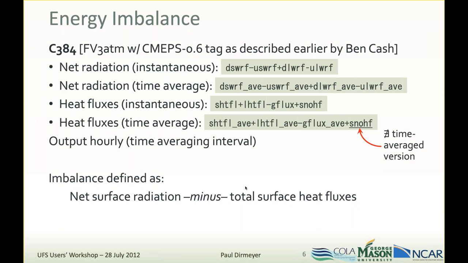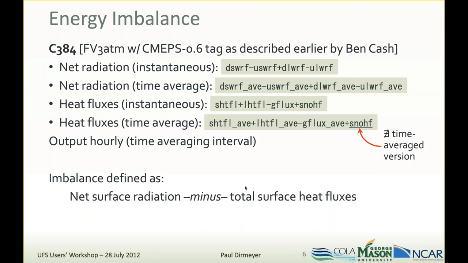For energy balance or imbalance, the way we determine that is we calculate net radiation from the available terms, which, as it turns out, are all really coming from the atmospheric component, the GFS component. There are both time average and instantaneous values there. We're outputting data hourly, so a time average is just once every hour. And the surface heat fluxes shown are sensible plus latent minus the ground heat flux plus snow.